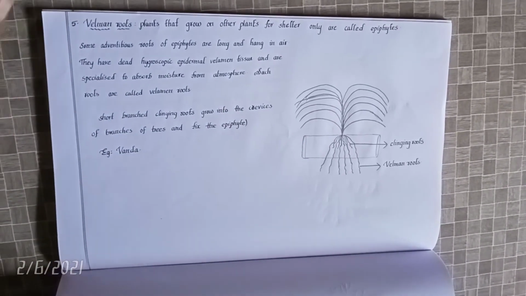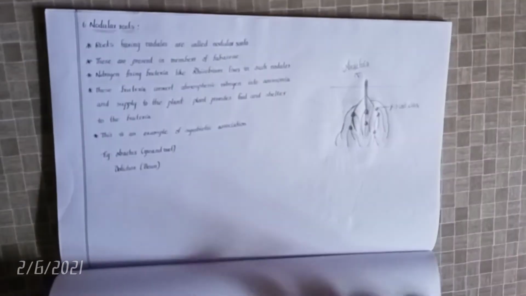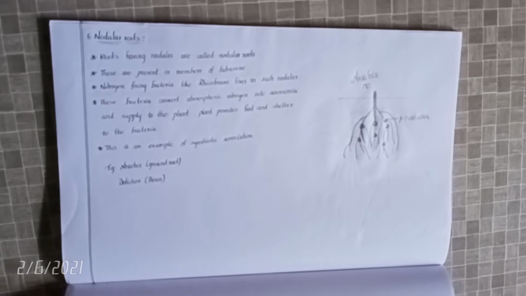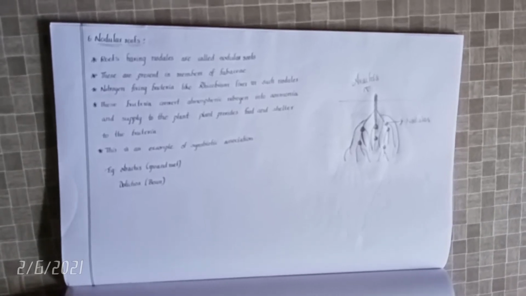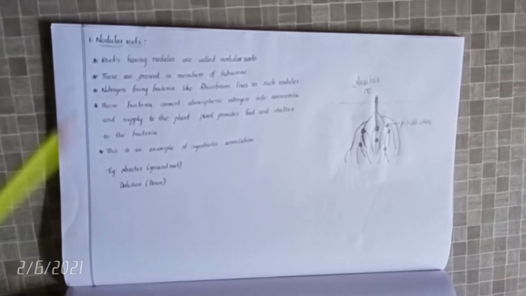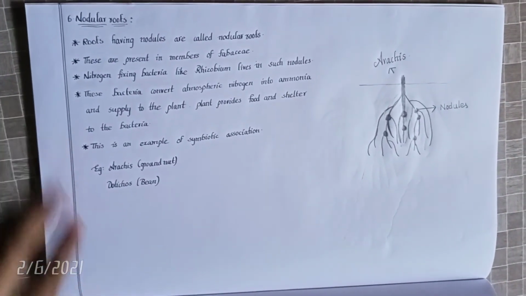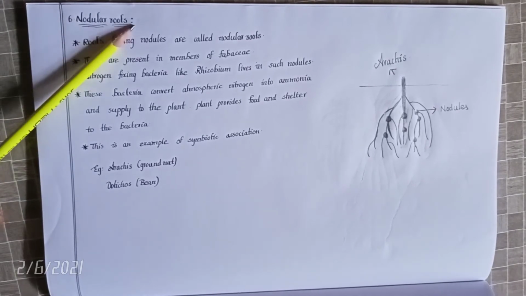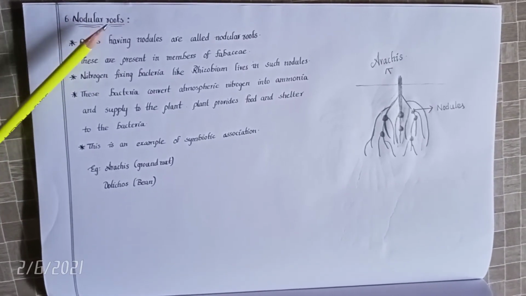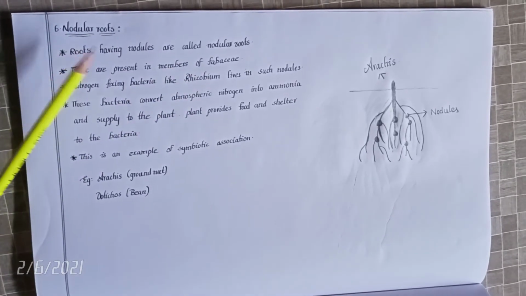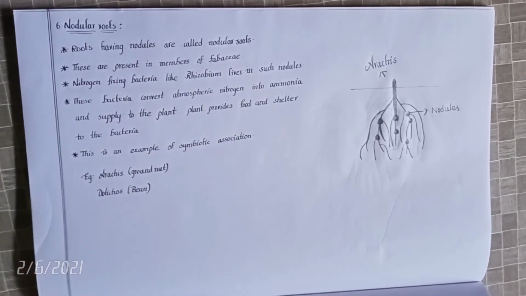And the next root type is nodular roots. The word nodular roots means nodules on the roots. Due to some technical problem, I am repeating again. What are the nodular roots? Nodular roots means nodule containing roots. The roots having the nodules are called nodular roots.